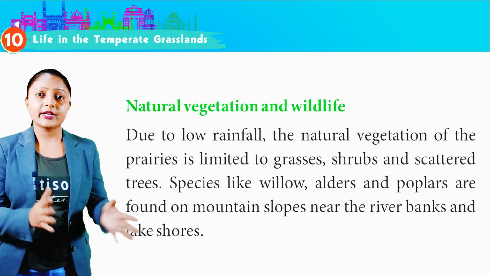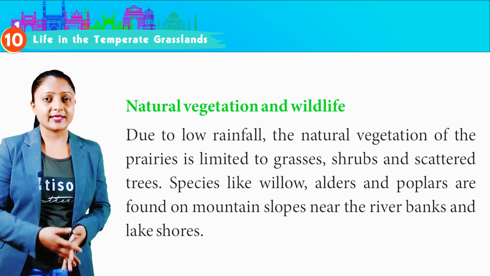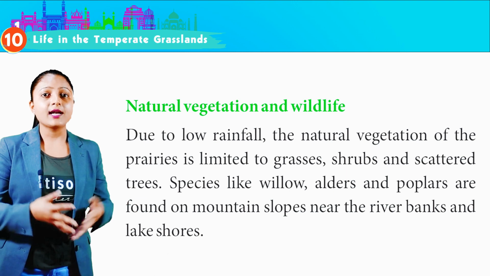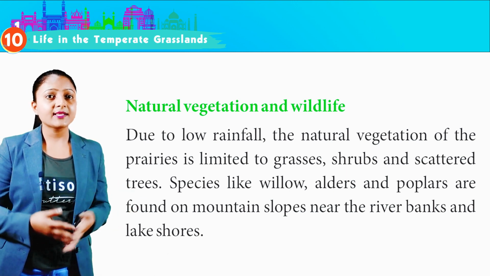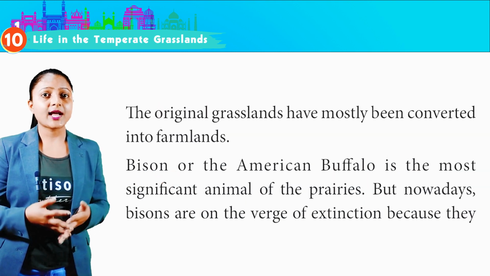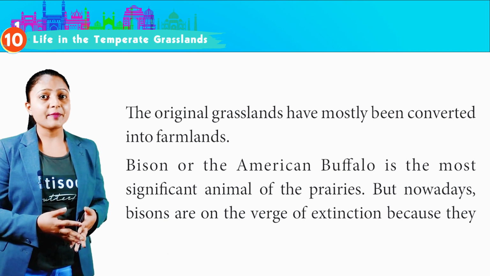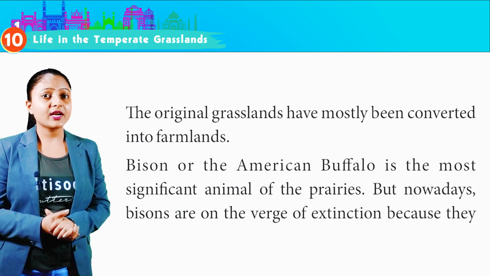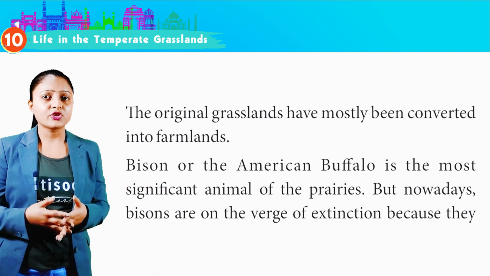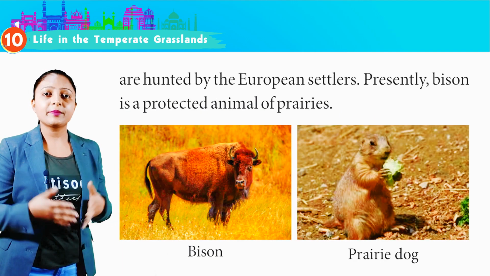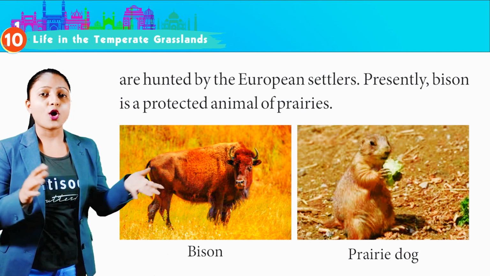Natural vegetation and wildlife. Due to low rainfall, the natural vegetation of the prairies is limited to grasses, shrubs and scattered trees. Species like willow, alders and poplars are found on mountain slopes near the river banks and lake shores. The original grassland have mostly been converted into farmlands. Bison or the American buffalo is the most significant animal of the prairies, but nowadays bisons are on the verge of extinction because they are hunted by the European settlers. Presently, bison is a protected animal of prairies.